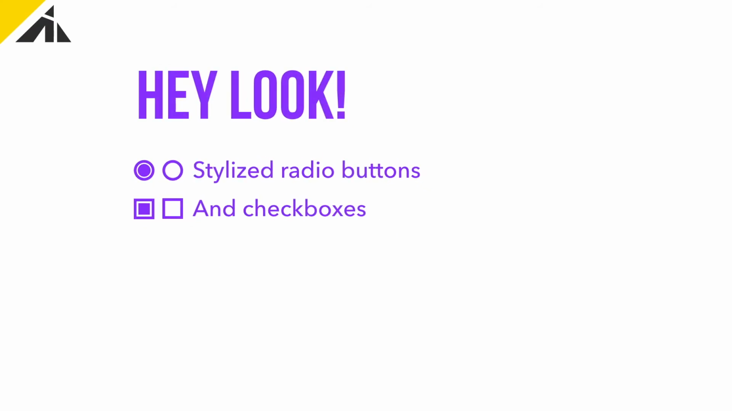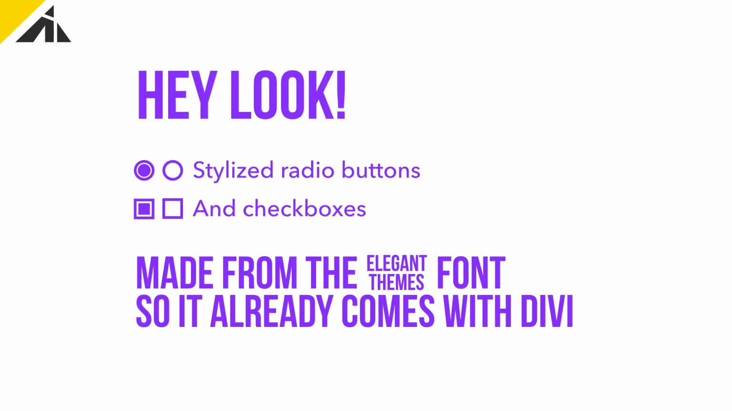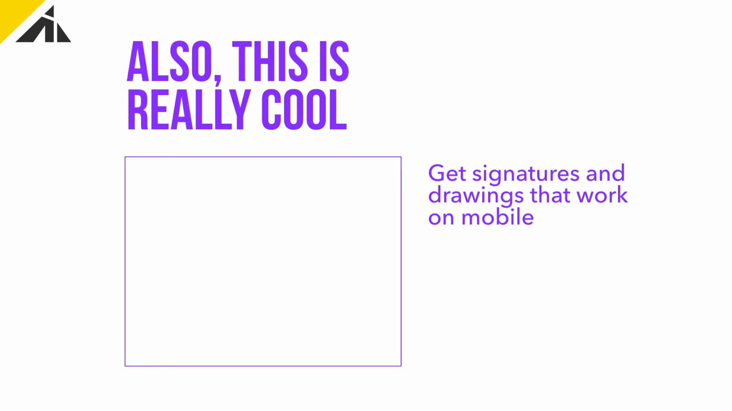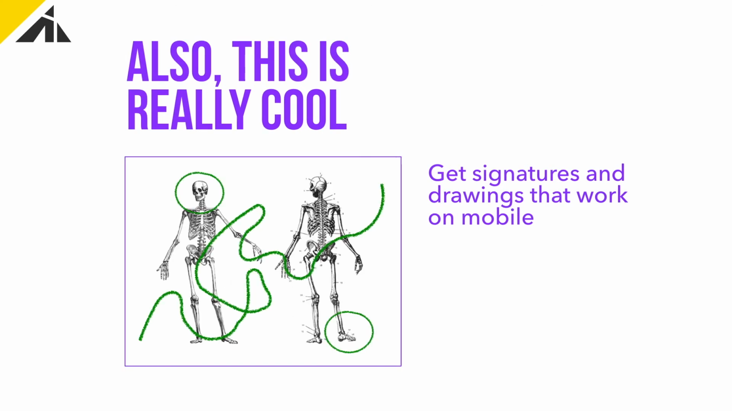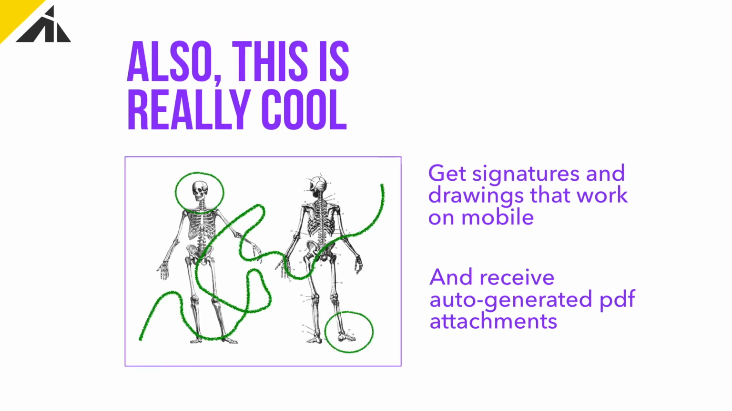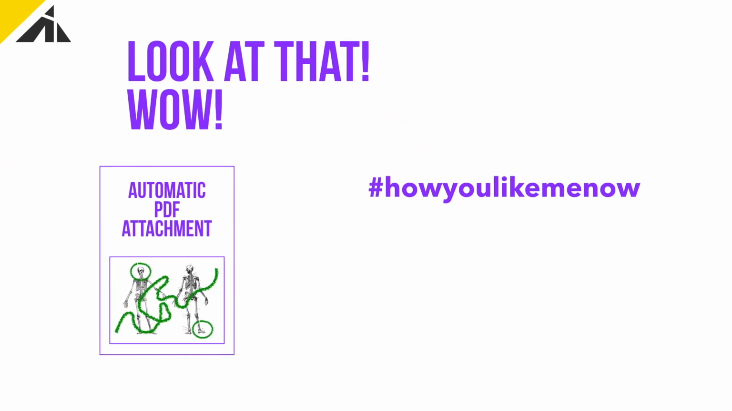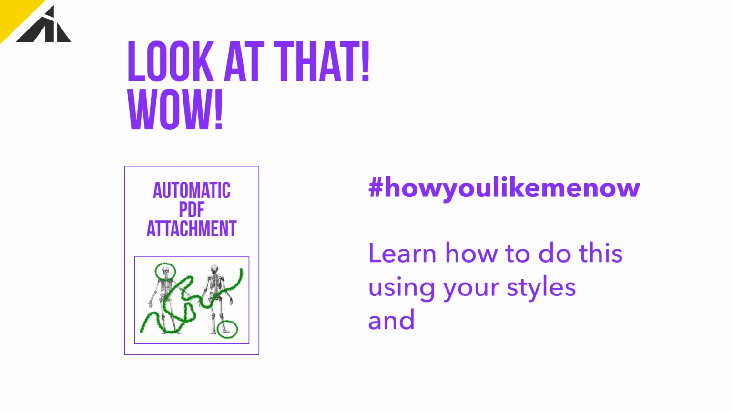Even the pesky radio buttons and checkboxes are styled with the Elegant Themes font. This means the elements already come with Divi, so it will look right at home. You can even make forms that take drawings and signatures and send the submission as an auto-generated PDF attachment. You can learn how to do everything so it fits your style and your brand.